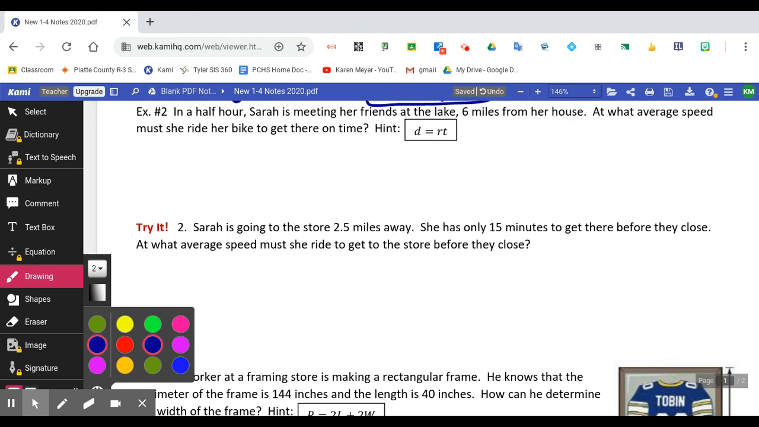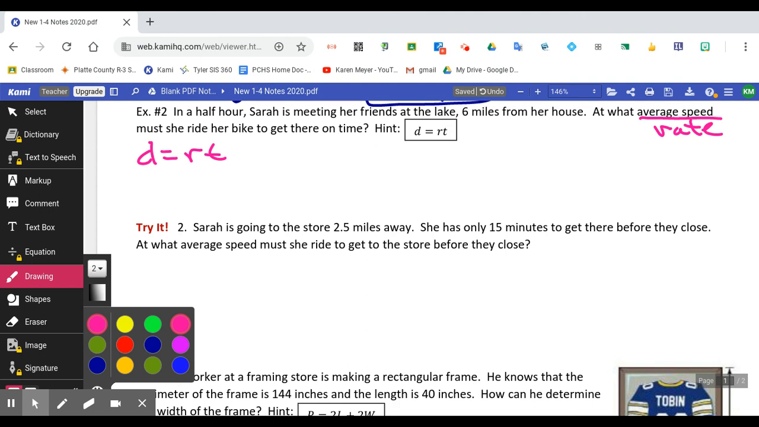Example number 2 says in half an hour, Sarah is meeting her friends at a lake. That lake is 6 miles from her house. At what average speed must she ride her bike to get there on time? The formula we have to use is distance equals rate times time, so D equals RT. We want to know average speed, and average speed is the same thing as the rate. So our job is to get R all by itself.